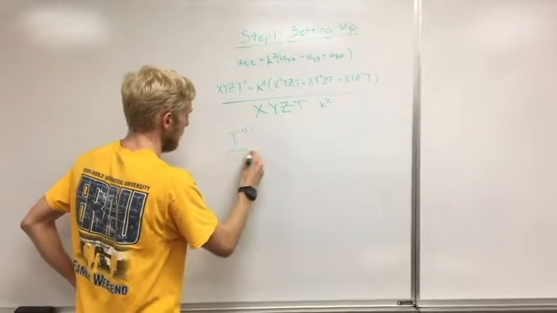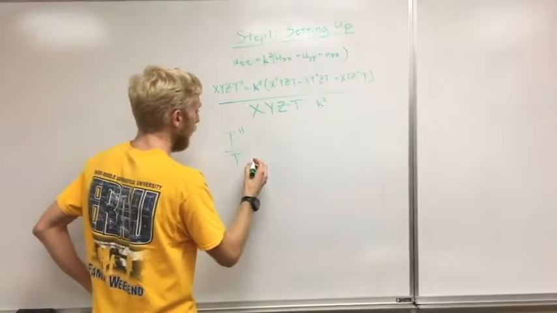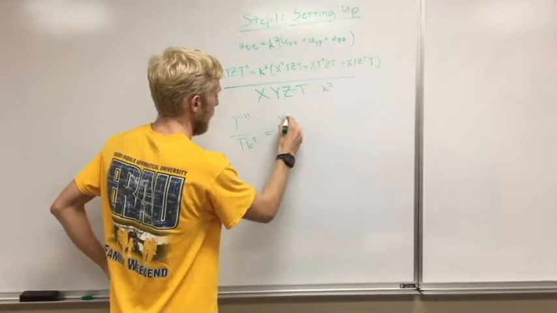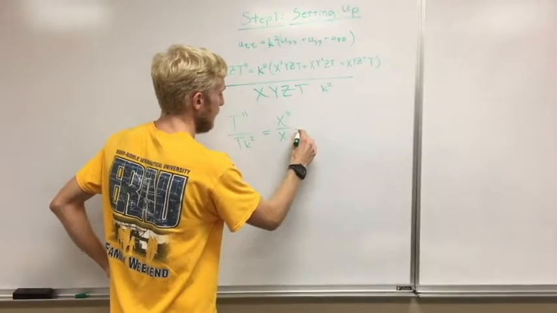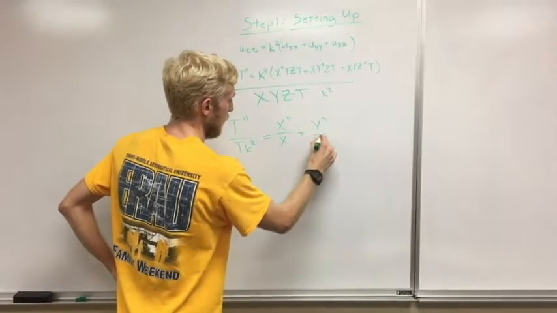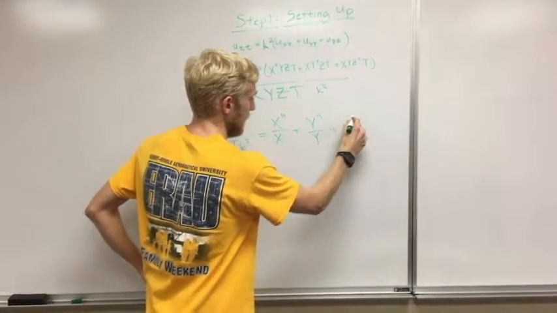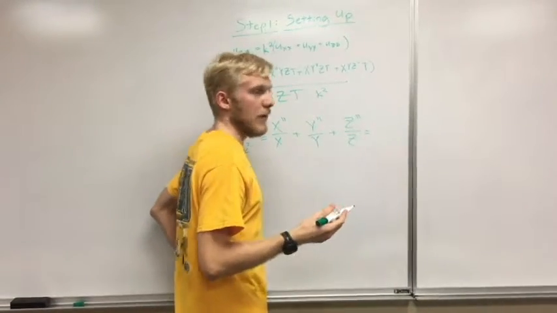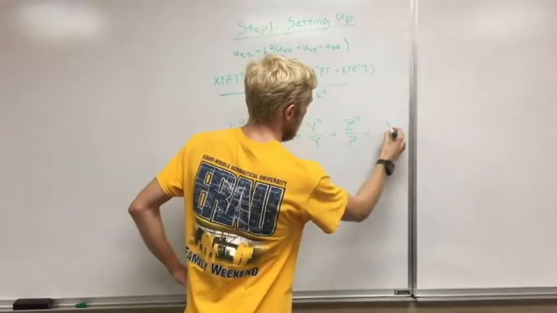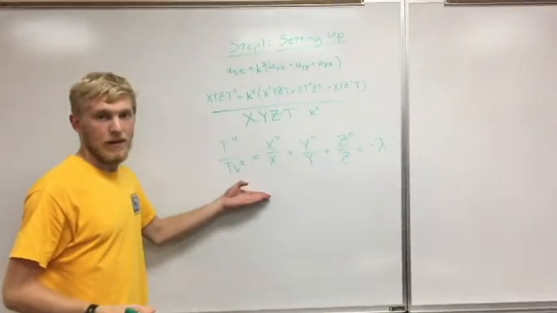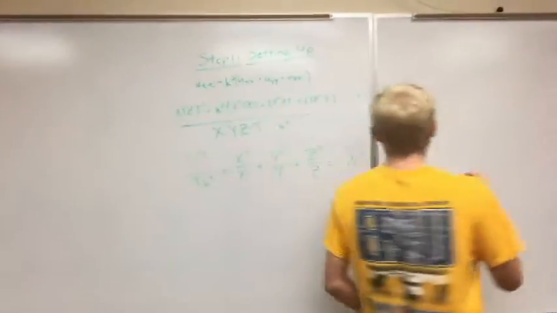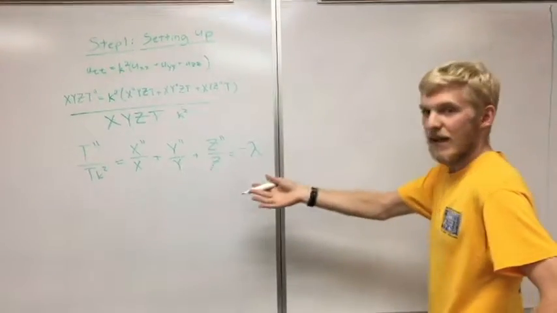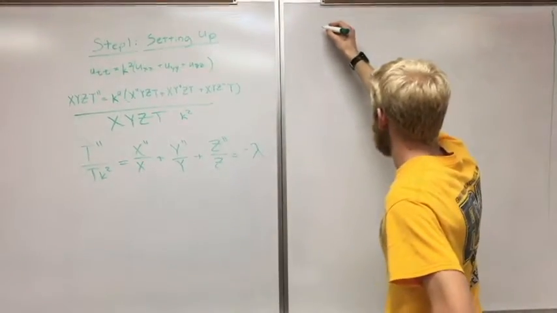This then yields T'' over k squared equal to X'' over X plus Y'' over Y plus Z'' over Z, all equal to some term negative lambda. And from this point, we can rewrite these as four different equations.